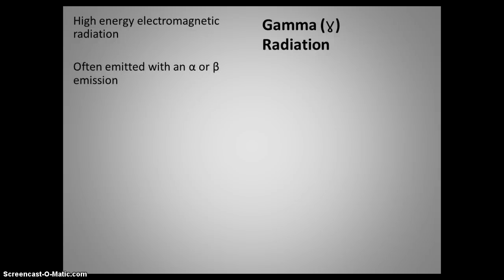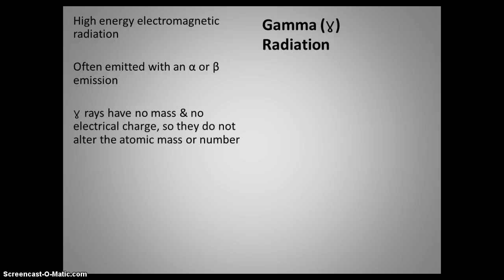And the third is gamma radiation. So this is the Greek letter gamma. Looks kind of like an upside down ribbon or a fish swimming down. It's going to be a high energy electromagnetic radiation. It's often emitted with an alpha or a beta emission. And gamma rays have no mass. They have no electrical charge. So they're not going to alter our atomic mass or number. They're just going to be there.